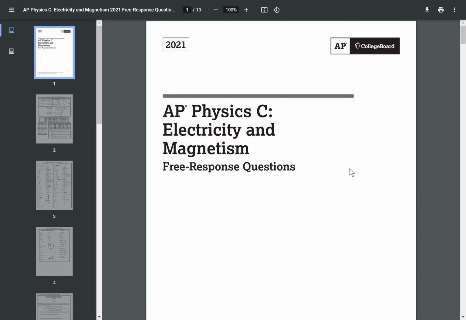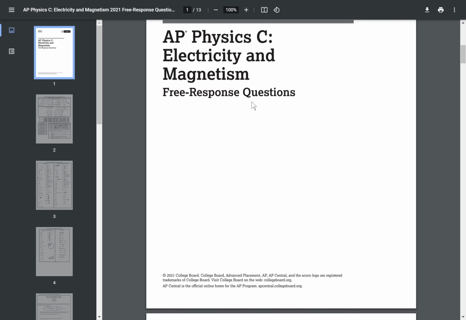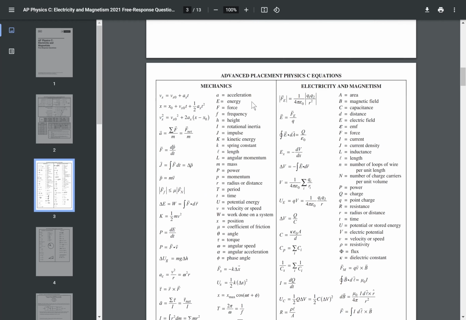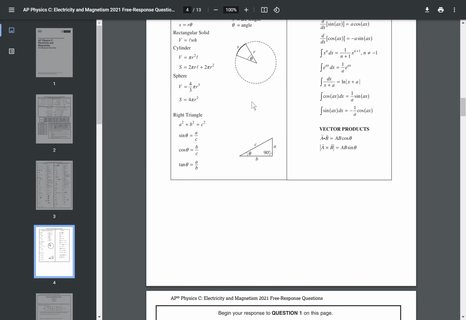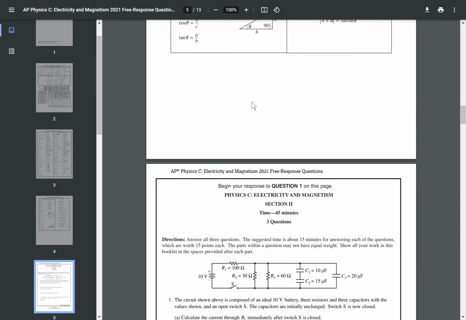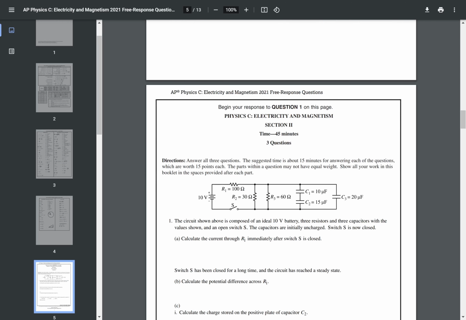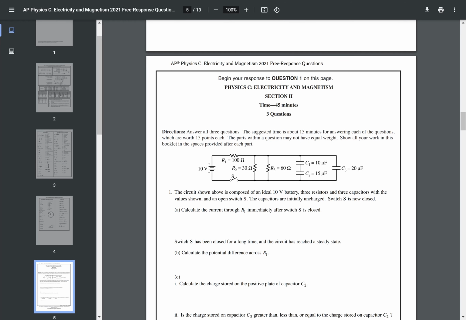Electricity and Magnetism FRQs. This was released the day that I'm recording this, May 5th, and these were the actual FRQs that were given out 2 days ago during the first administration on May 3rd. Since I'm a student of AP Physics C Electricity and Magnetism, I took this exam myself. So I'll be going through what the answers should be, I would hope.